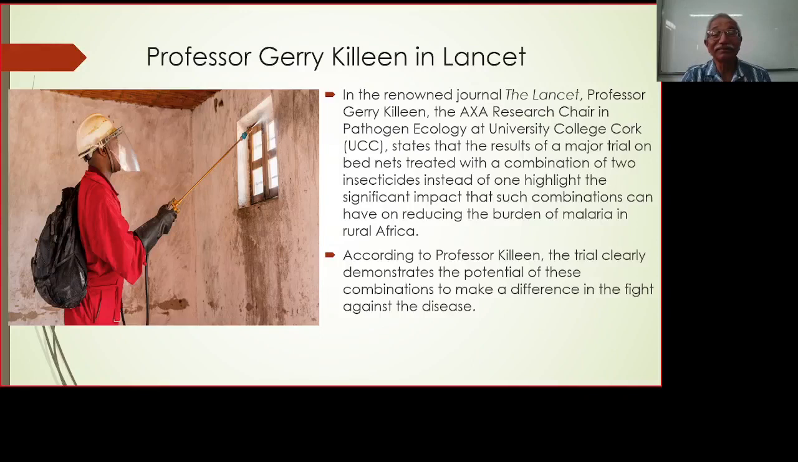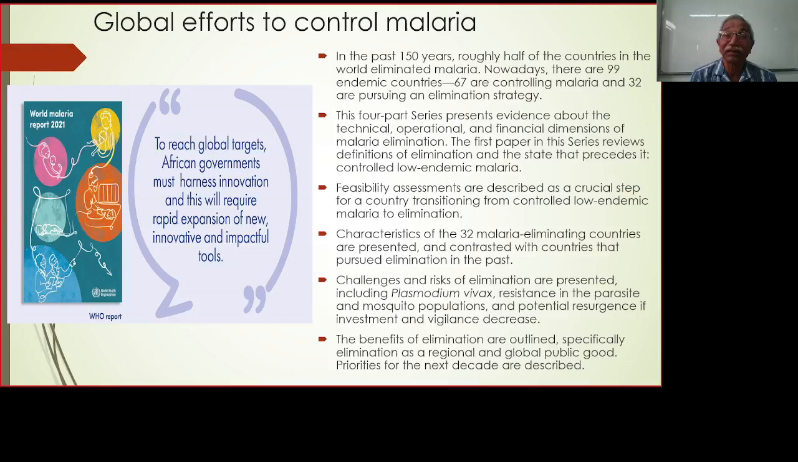So recently there was a publication in the Lancet, and they were saying that if you spray the walls and cloth of the houses, and then you use the mosquito net, and if you use a combination of antimalarial insecticides, that helps. A single one nowadays doesn't work. So I will show how malaria resistance has happened over the period of time. So for global efforts of control, the World Health Organization, for the last 150 years, the world has been trying to control malaria, but they have not been successful. And that is the challenge.